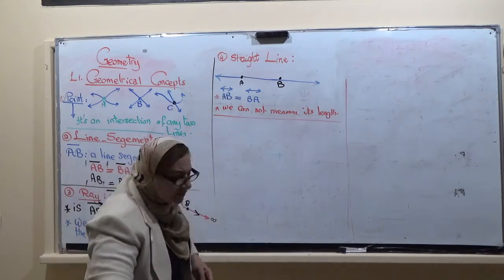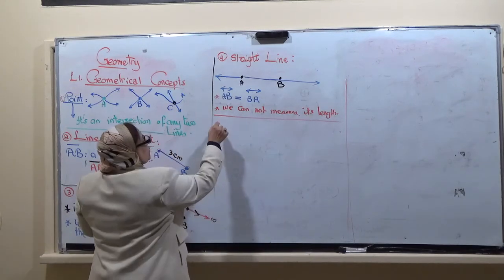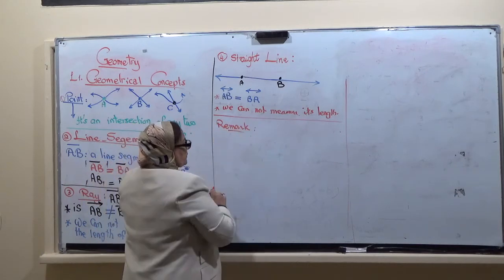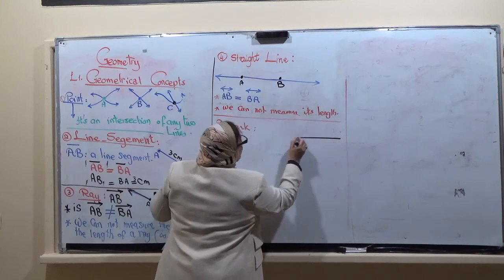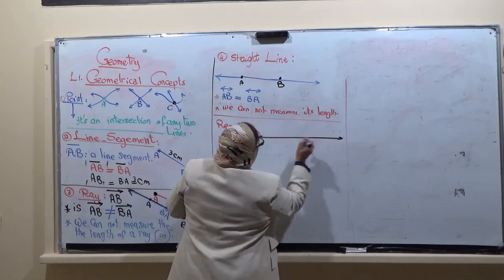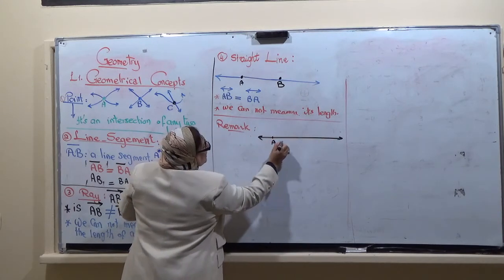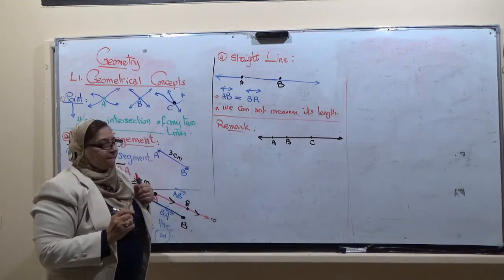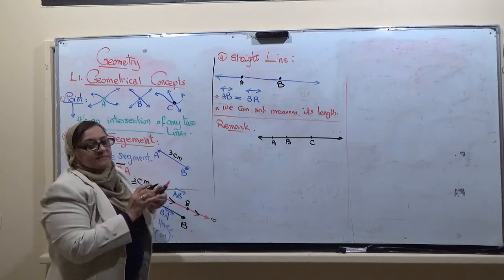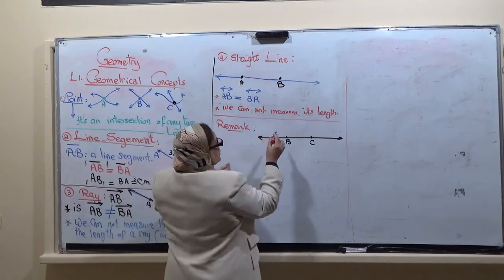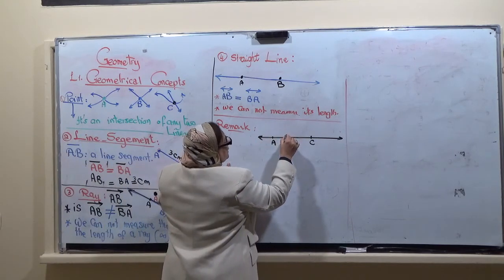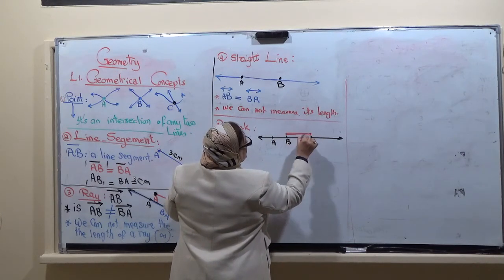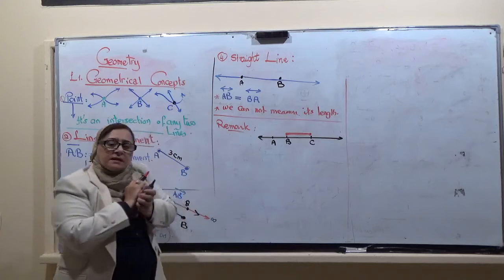We have an important remark. Listen to me. If you are given a straight line, with this point, for example, A, point B, and this point C. If I go from B to C, this is a line segment. This is line segment BC.